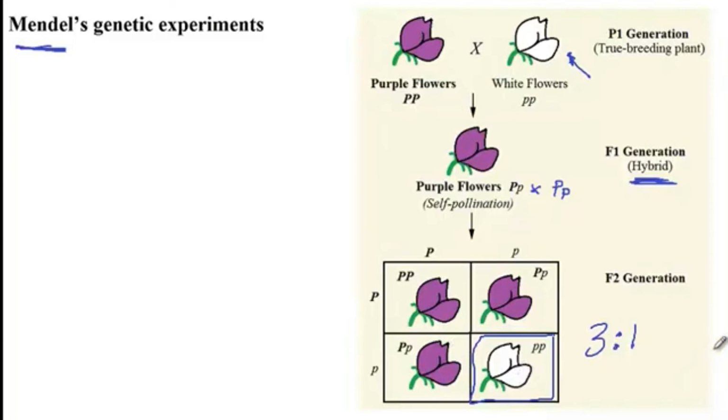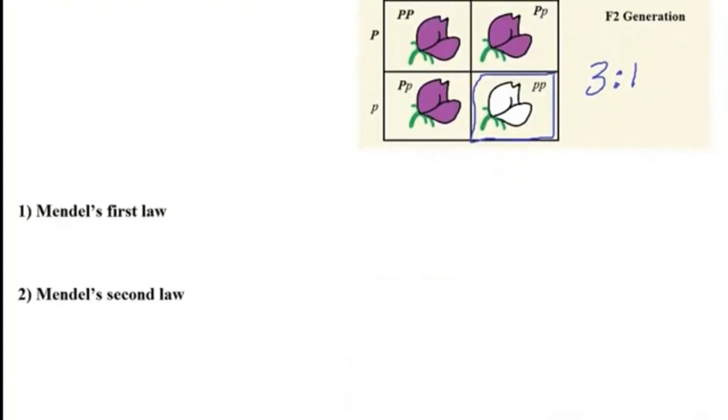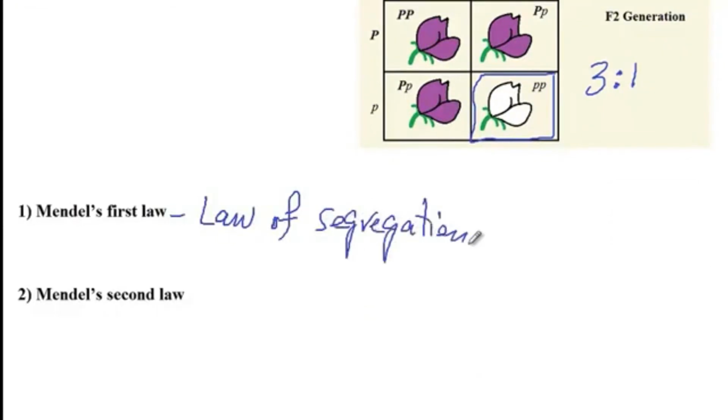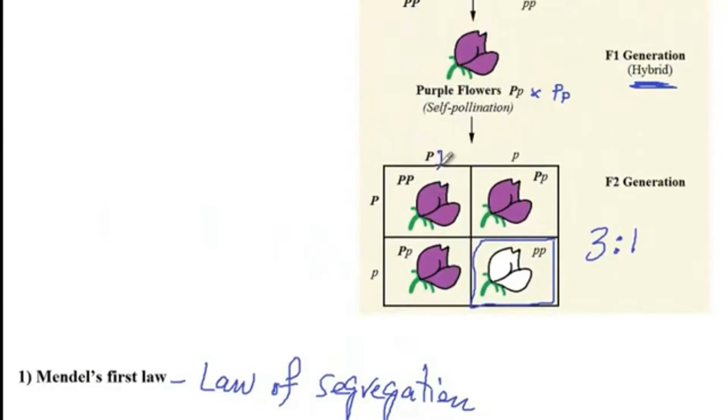So these experiments led Mendel to come to two conclusions. One was Mendel's first law, which was the law of segregation, stating that during meiosis, alleles will segregate from each other so that each gamete carries only a single copy of each gene. So here you can see that each gamete is only carrying a single copy. It can't have two P's. So each gamete is only carrying a single copy of each gene.